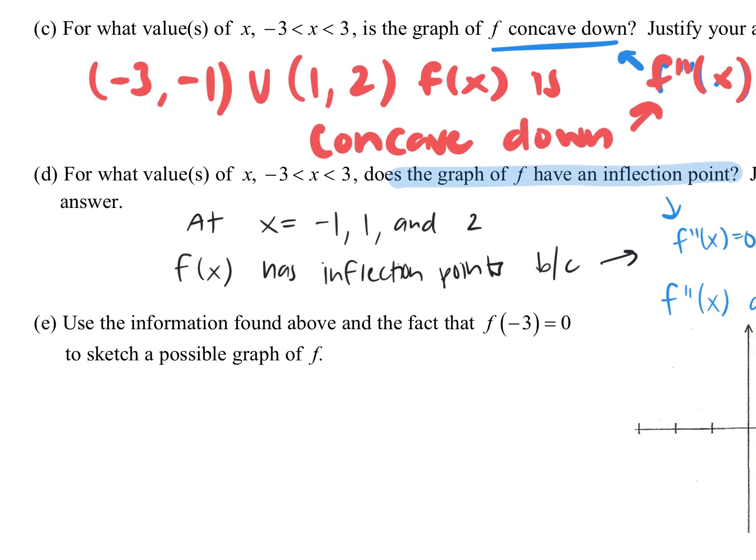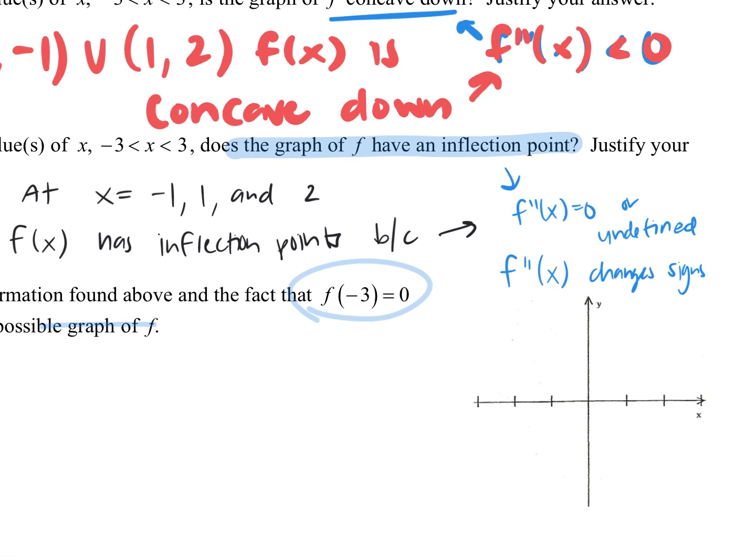One last graph of f of x, given this information that we've already been given about our derivative function, okay? And it has to go through the point -3, 0. So we can go ahead and mark that on our function, -3, 0. This is my graph of f of x.